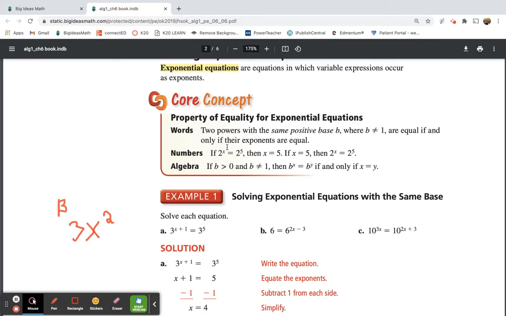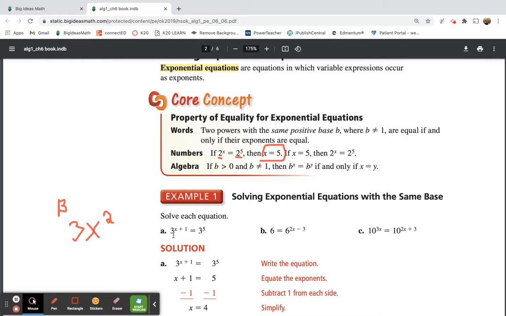So 2 to the x power equals 2 to the 5th power. Since they have the same base of 2, they both have a 2 as their base, you can set your exponents equal to solve for x. So x equals 5, that one it's already done, bam, you're done. X equals 5. So let's look at some of these.